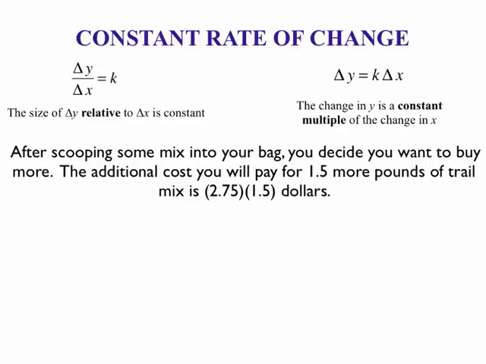Okay. After scooping some mix into your bag, you decide you want to buy more. The additional cost you will pay for 1.5 more pounds of trail mix is 2.75 times 1.5. Go. What is delta x? What is delta y? What is k? In this specific scenario.